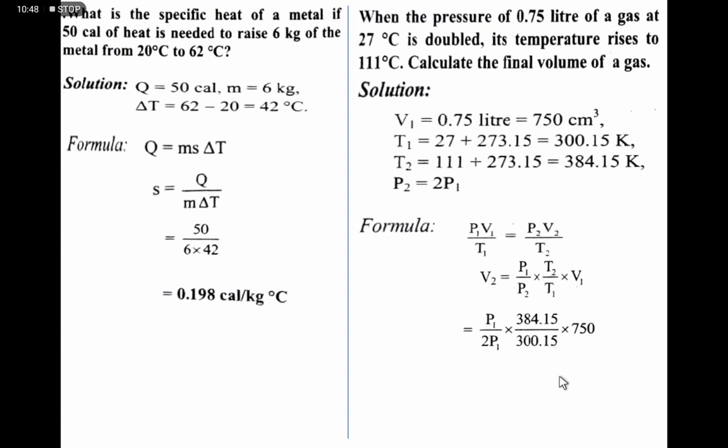If we solve this by using logarithmic tables, we'll get the value V2, that is volume at 111 degrees Celsius, is 480 cubic centimeter. So this way we'll solve this problem.